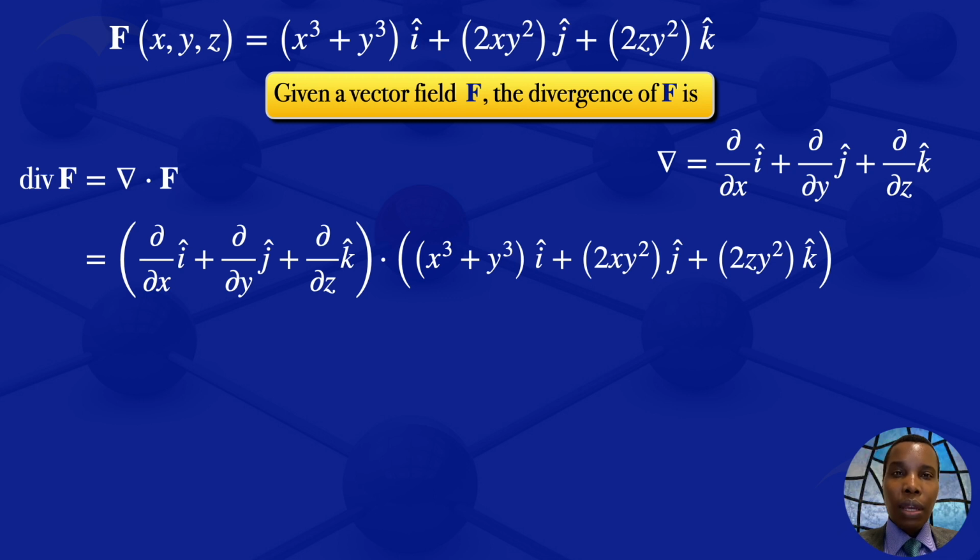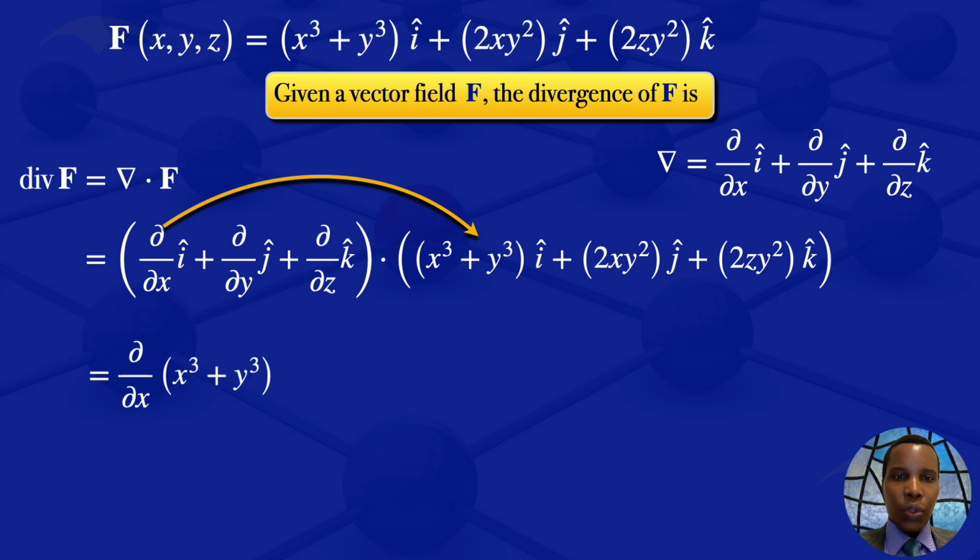And we know that when you are evaluating the dot product, we'll be multiplying the corresponding elements. And in this case, when you are looking at the i, we would have the partial derivative with respect to x of x cubed plus y cubed. So I'll go on and write it, the partial derivative with respect to x of x cubed plus y cubed.